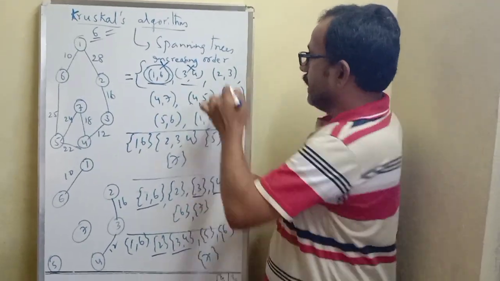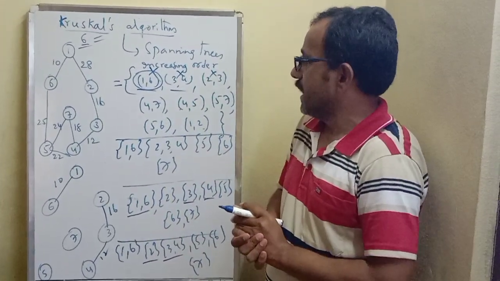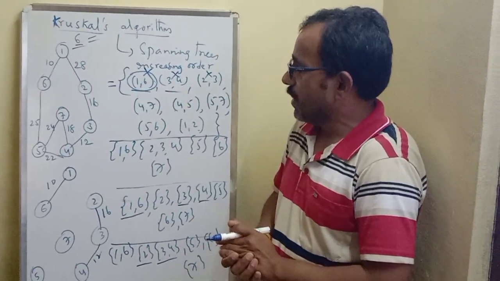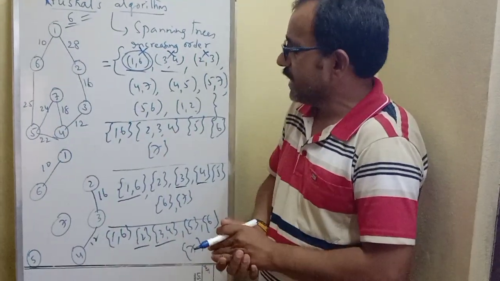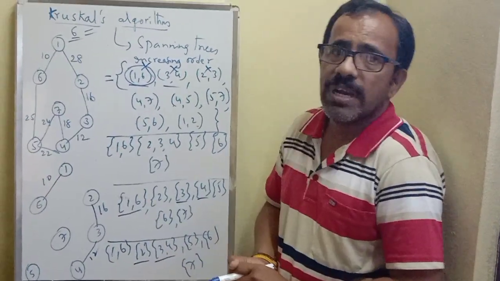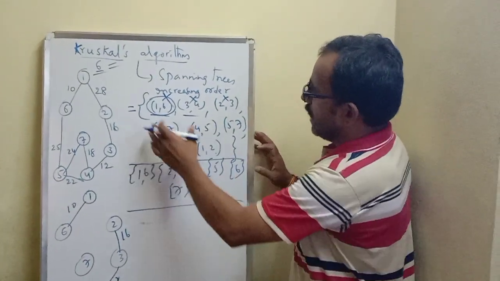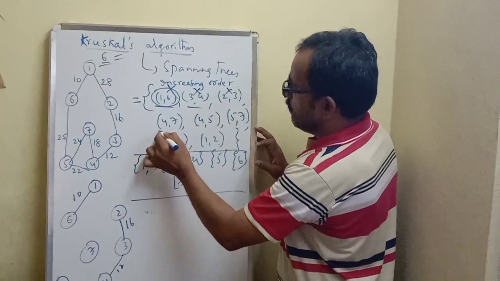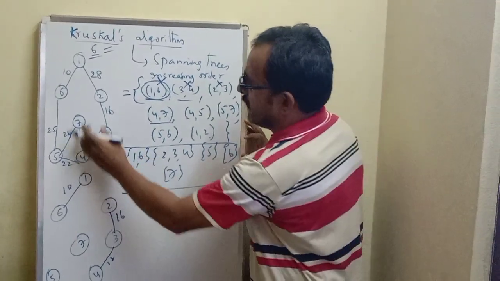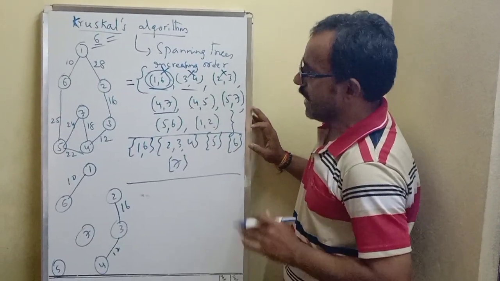Then again remove this from consideration. Then again select the next minimum cost edge. What is the next minimum cost edge? The next minimum cost edge is 4, 7. Now observe this set. The next minimum cost edge is 4, 7. What is the edge cost now? The 4, 7 edge cost is 18.